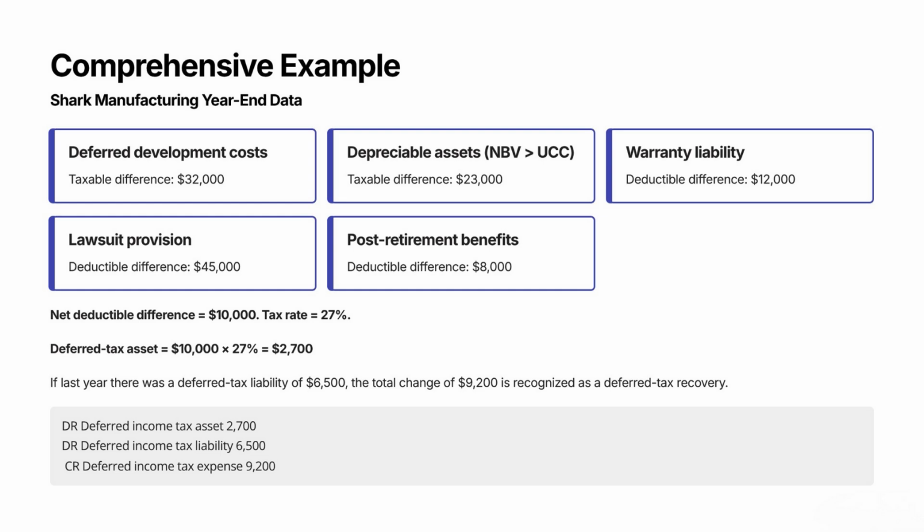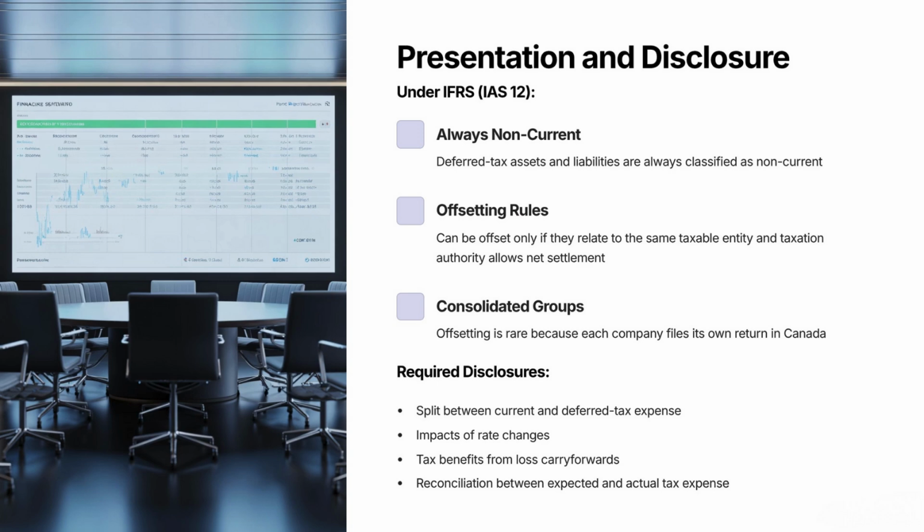Once the calculations are done, the next question is, where do these numbers actually appear on the financial statements? Let's look at presentation and disclosure. Under IFRS, deferred tax assets and liabilities are always non-current. They can be offset only if they relate to the same taxable entity and the same taxation authority allows net settlement.